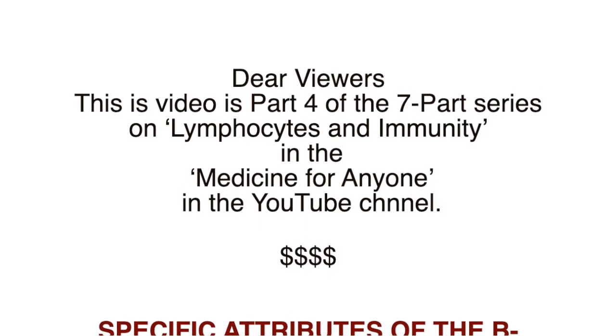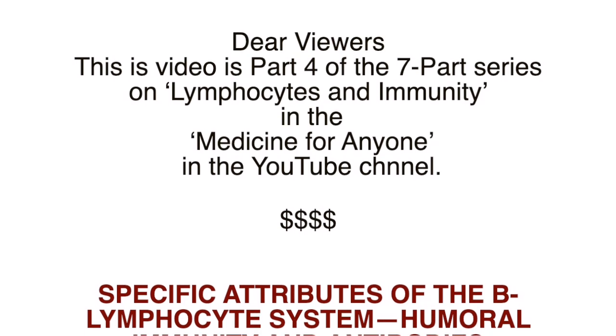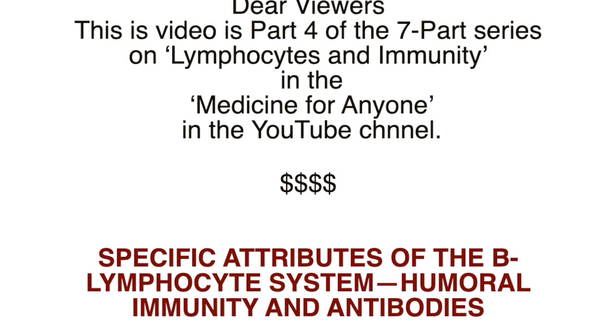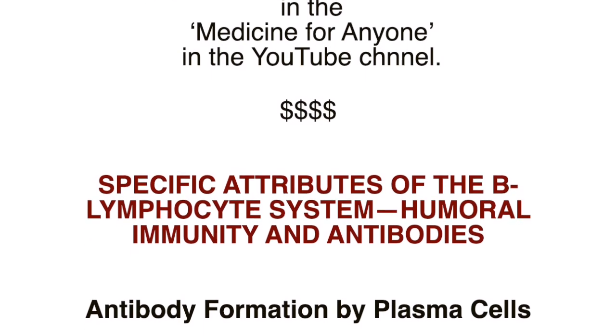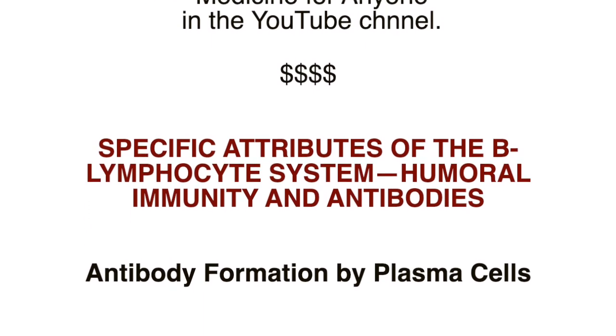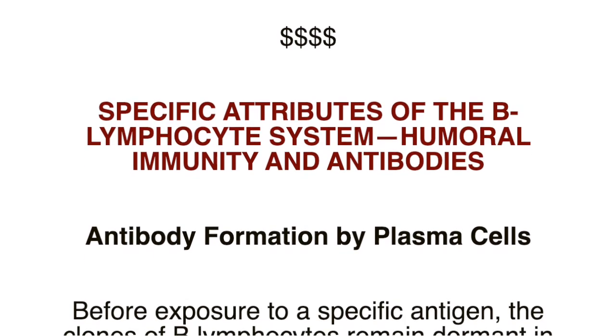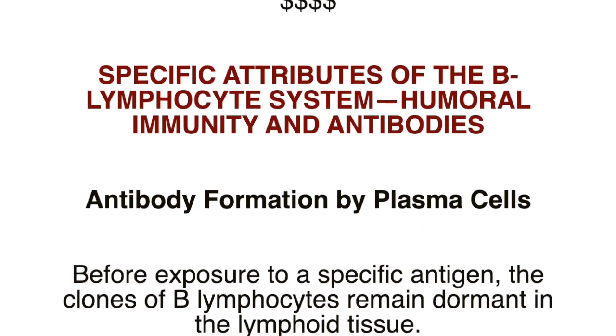Specific attributes of the B lymphocyte system, humoral immunity and antibodies. Antibody formation by plasma cells. Before exposure to a specific antigen, the clones of B lymphocytes remain dormant in the lymphoid tissue.